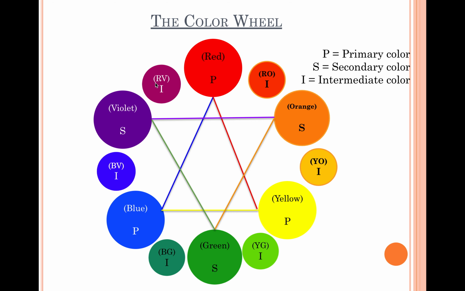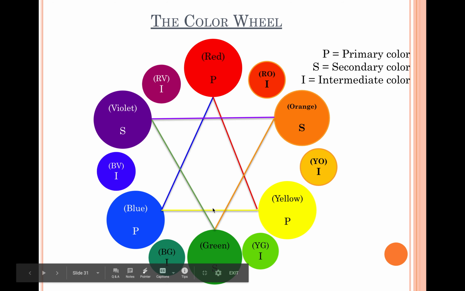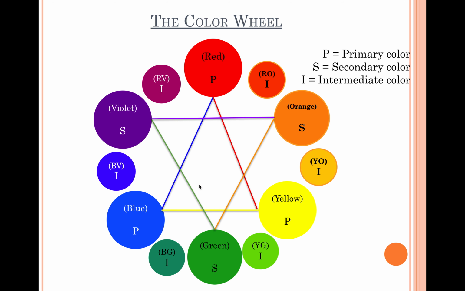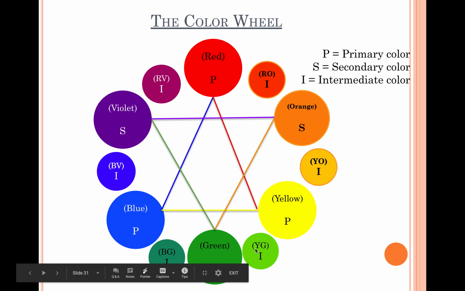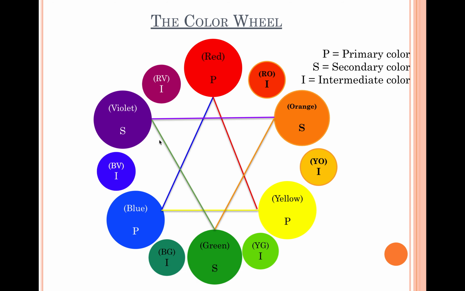Let's go back and look at the color wheel really quick. So we've got opposite directly across. Red is directly across from green. Blue is directly across from orange. Yellow is directly across from violet. And then we've got our intermediates as well. So these are opposite: red-violet and yellow-green, blue-green and red-orange, blue-violet and yellow-orange. Okay, they're all opposite of each other.